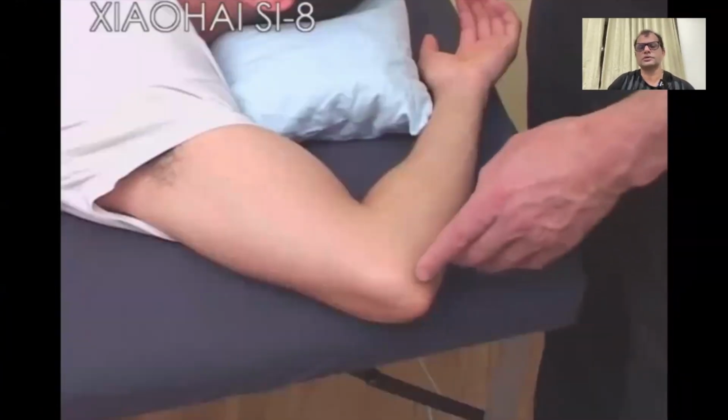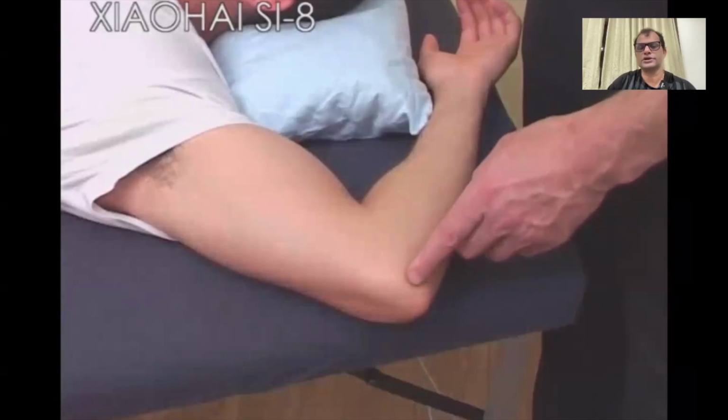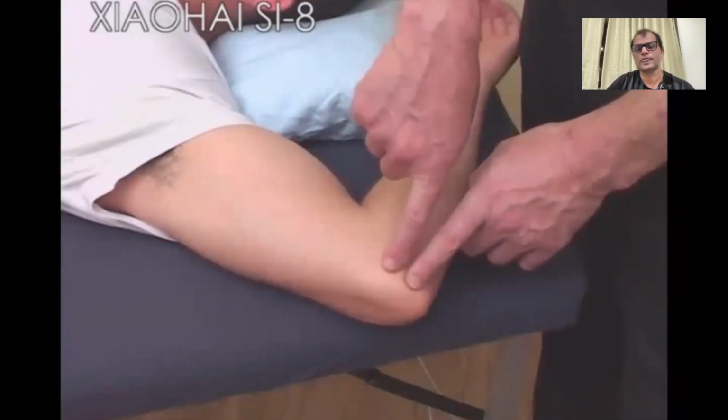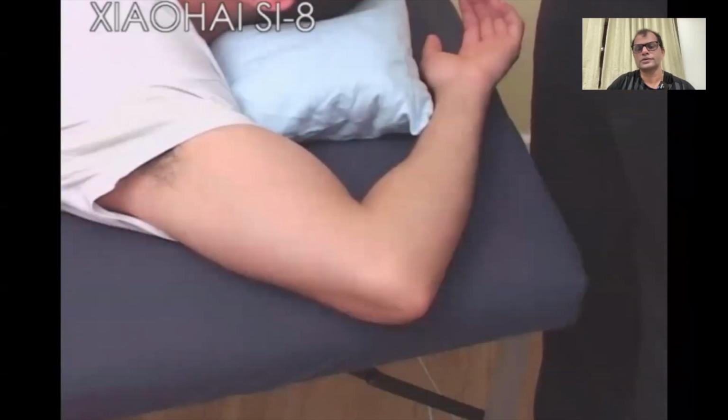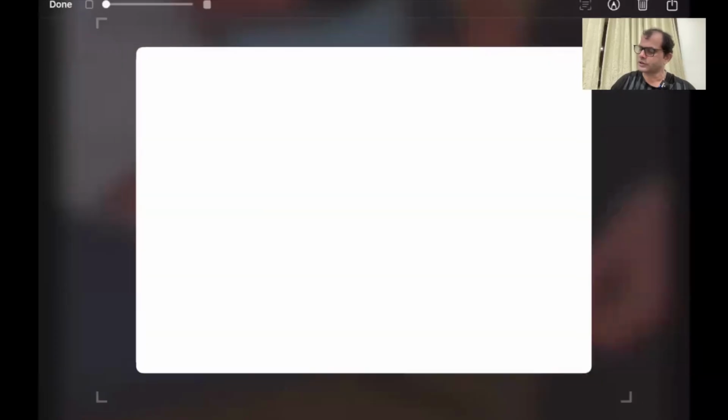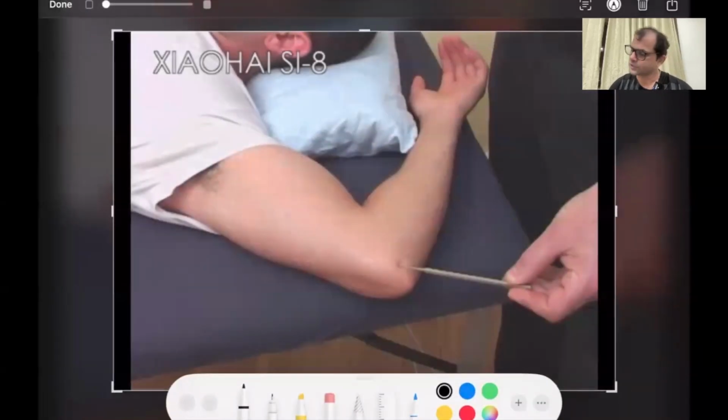So we can see here the small intestine point is located at the elbow. So in master tung acupuncture, 33.12 point is given. If this is small intestine 8, we are putting 33.12 at the heart gate point here.